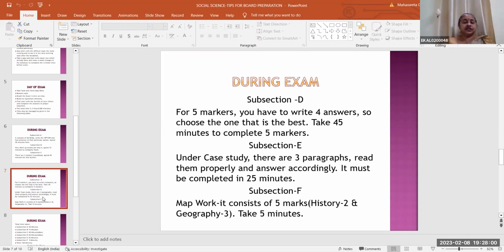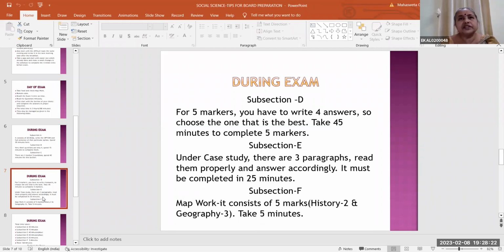Subsection E is the case study, and there are 3 paragraphs. Read them properly and answer accordingly. There will be 3 answers for 3 paragraphs. 3 marks will be from the paragraph itself, and 1 mark will be from outside the paragraph. I have given that example. So please read it properly and complete it in 25 minutes.